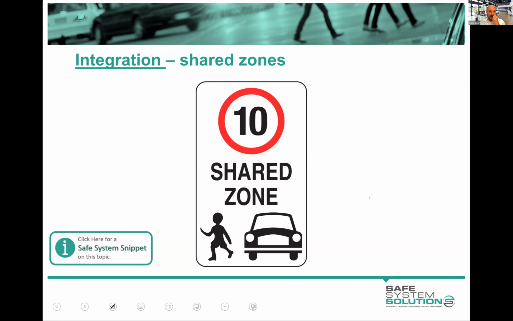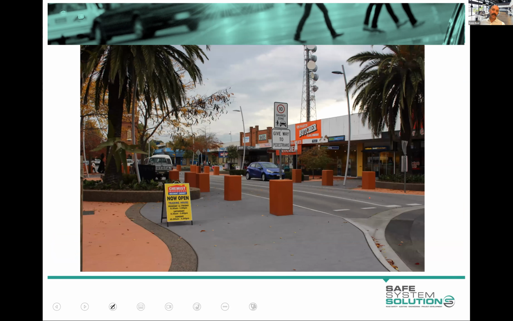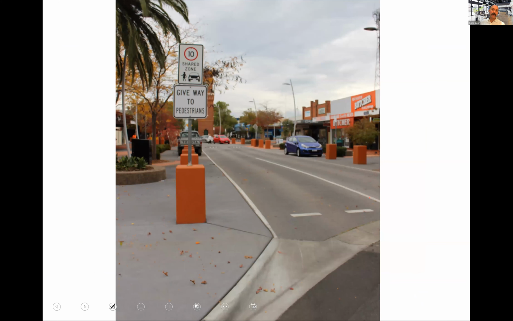Shared zones. New South Wales has some specific requirements around shared zones, which you will know very well. But shared zones are that integration, that sharing of a road space. And of course, they are areas where vehicles must give way to pedestrians, as I'm sure you know, and they're a legal requirement from that perspective. Some really good advice, though, in auditing a shared zone is, does it look like a road?